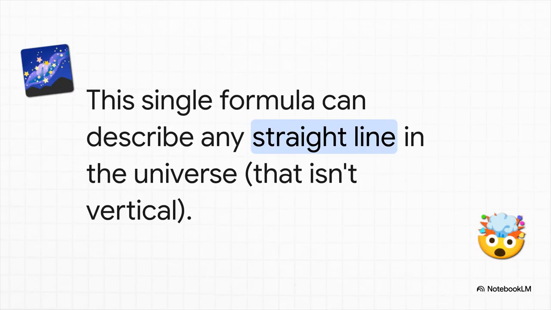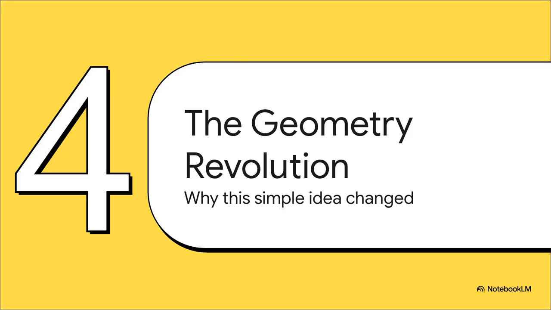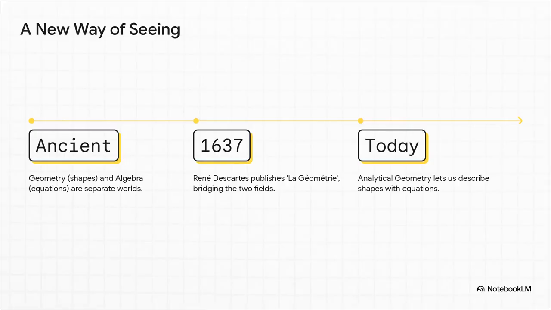Just stop and think about that for a second. With one simple formula, we can create a unique algebraic address for pretty much every single straight line you can possibly imagine. That is an incredibly powerful idea. And it's an idea that truly revolutionized how we see the world. I mean, this wasn't just some small step forward. It was a giant leap that connected 2 entirely separate worlds of thinking. For centuries, you had geometry, the world of shapes over here, and algebra, the world of equations, way over there.